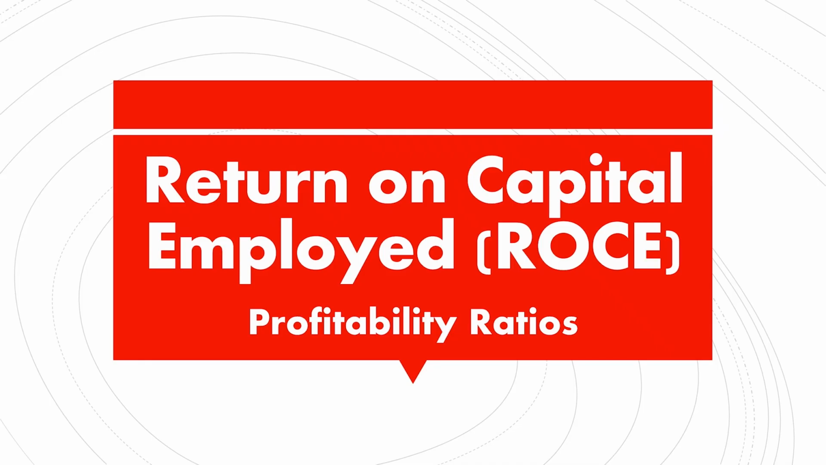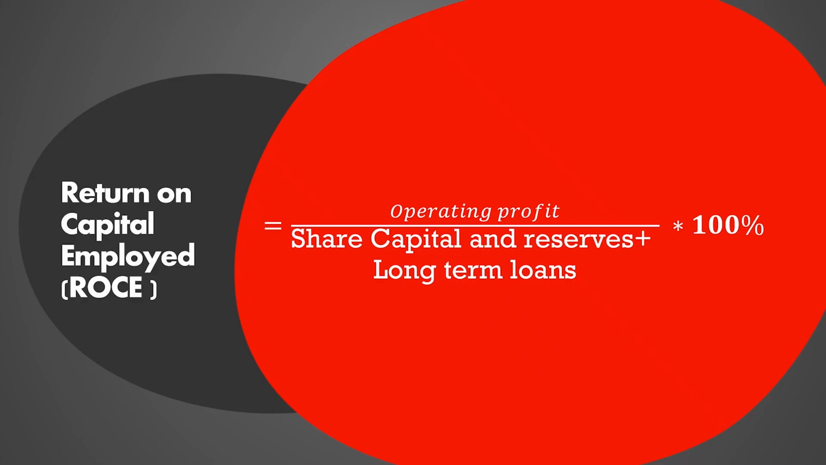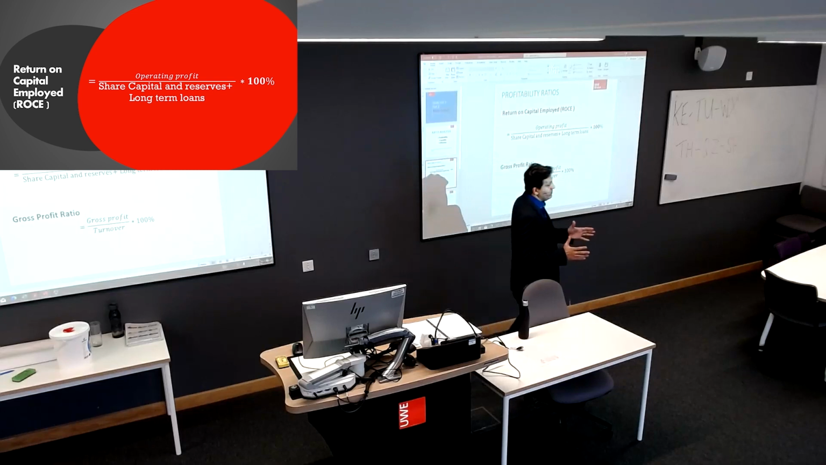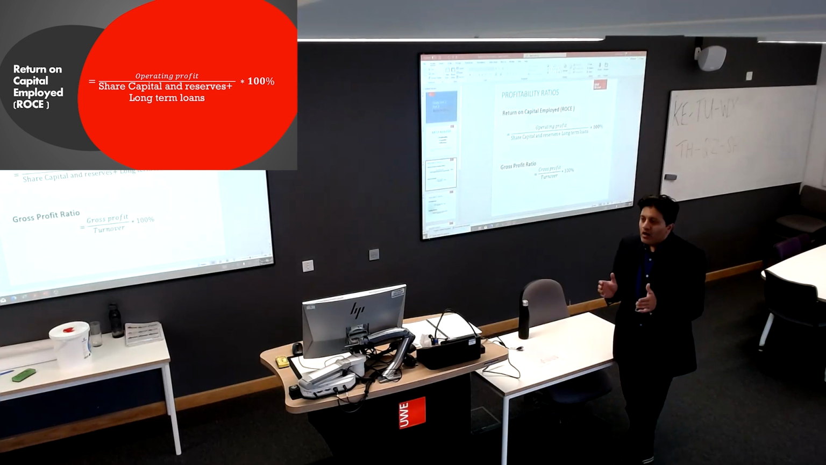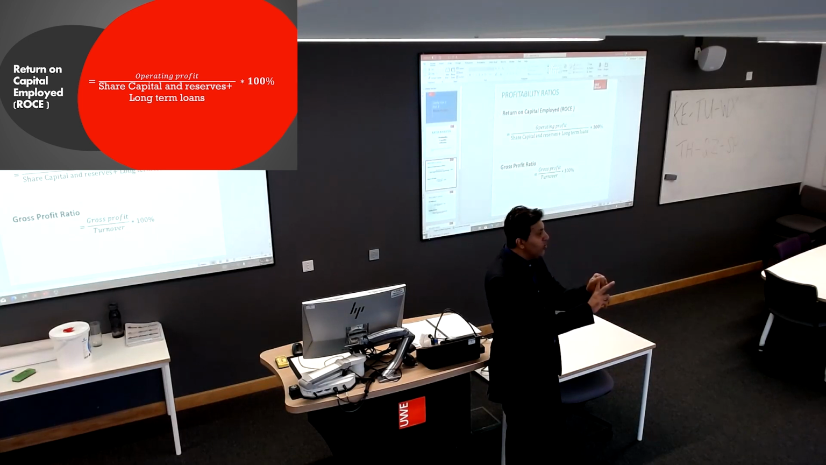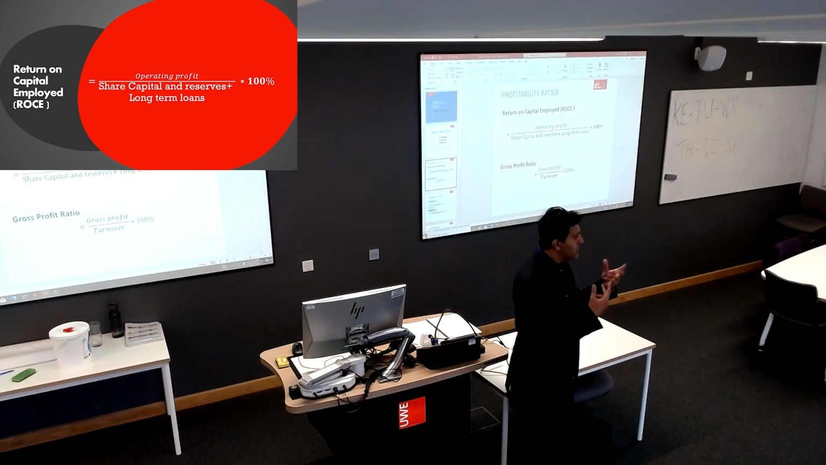Return on capital employed. This ratio has two parts, return and capital employed. By return, we normally mean profit, and capital employed is the money which is invested to generate that profit. There are two types of capital employed in the business: long-term capital and working capital. Long-term capital comes from two sources. One is shareholders' money, owners' money, and the second is debt, loans, borrowings.